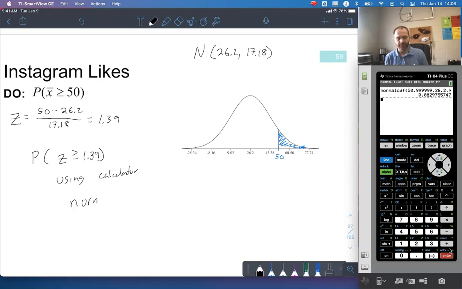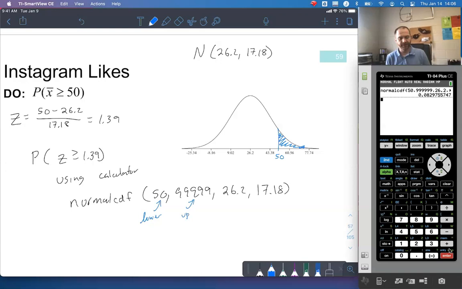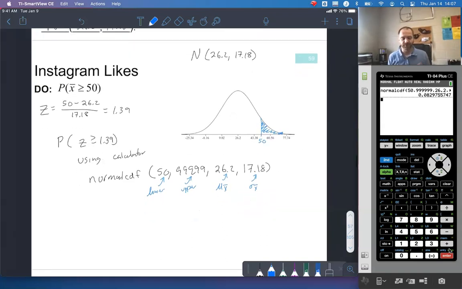So I have that, and I could say using calculator, and I'll write it down, normal CDF, I have 50, 99999, I have my mean, I have my standard deviation. You know what? I'm also going to do this. Here is my lower bound. Here is my upper bound. Here is my mean. And here is my standard deviation. Look at that. Shape, center, spread all across the board everywhere. I think I would get an E, maybe an E plus on this one. And so I have the probability of x bar being greater than or equal to 50 is approximately 0.083.